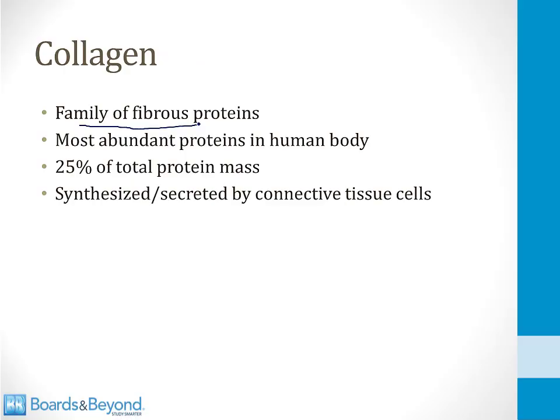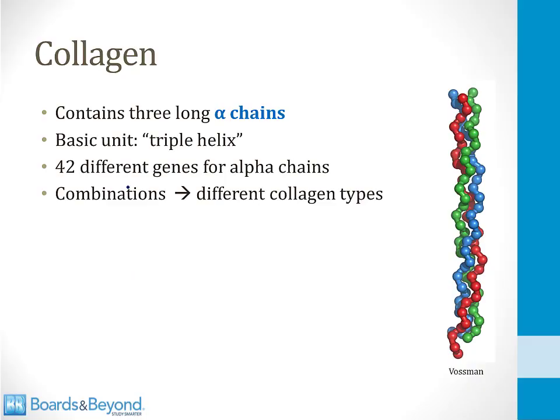Collagens are a family of fibrous proteins, and they are the most abundant proteins in the human body. Of the entire mass of proteins in the body, 25% is made up of collagens, and collagens are synthesized and secreted by connective tissue cells into the connective tissue. Collagen is made up of three long protein chains called alpha chains, and the basic unit of a collagen molecule is called the triple helix.